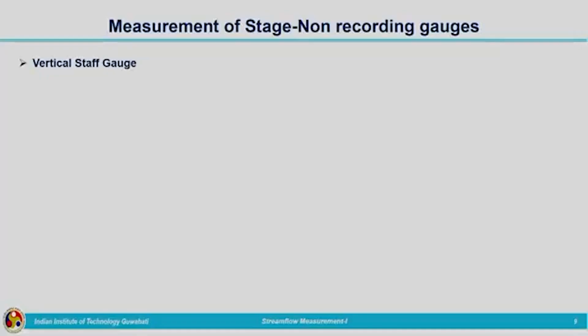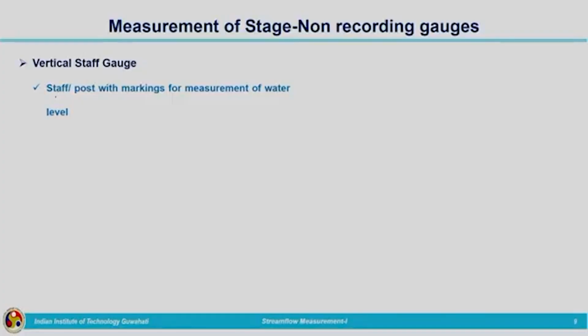First one is the vertical staff gauge. Why specifically mention vertical? There are certain types of gauges in which an inclined one is also placed. So, here let us see what a vertical staff gauge is. This is nothing but a simple staff or post with some markings of the length for measurement of water level. So, one staff or a post is there, on that the length markings are made, and based on the water level corresponding to that staff level, we can get the water level or stage at that particular location.